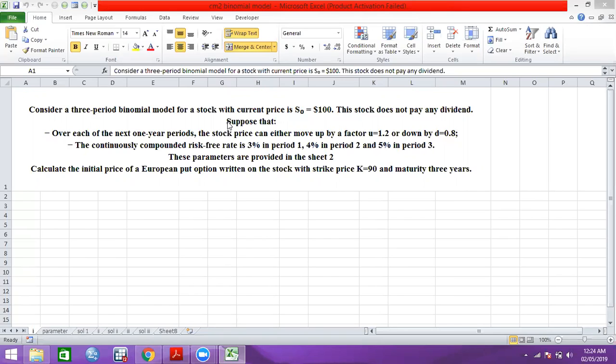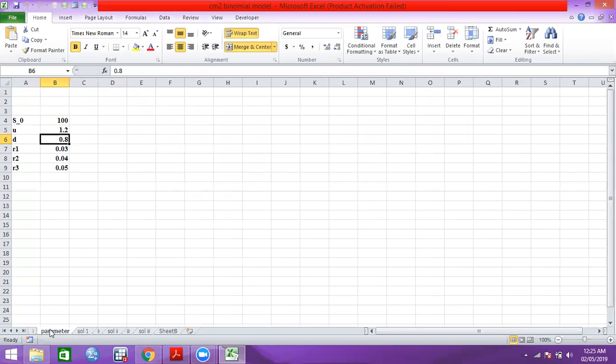The situation is, consider a 3-period binomial model for a stock with a current price S0 of $100. The stock does not pay any dividend, and we are assuming that over each of the next 1-year periods, the stock price can either move up by a factor U, which is 1.2, or down by a factor D, which is 0.8. And the continuously compounded interest rate is 3% in period 1, 4% in period 2, and 5% in period 3. So these parameters have already been provided in sheet number 2 as parameters.